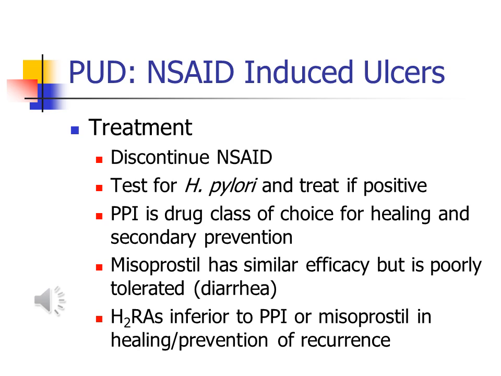Then it's recommended to test for H. pylori and to treat if that test is positive. The proton pump inhibitors are the drug class of choice for healing and secondary prevention. Misoprostol has a similar efficacy, but it's poorly tolerated, and most of that is due to the diarrhea that patients experience. And unfortunately, even though they're very cost-effective therapy, the H2 receptor antagonists have been shown to be inferior to proton pump inhibitors or misoprostol in the healing or prevention of recurrence of these ulcers.